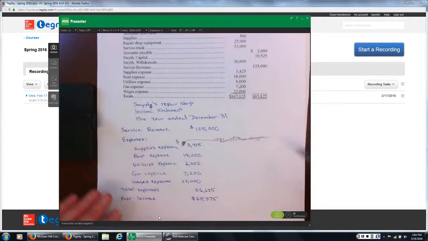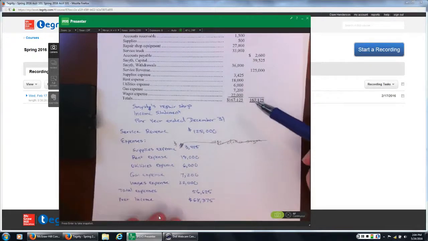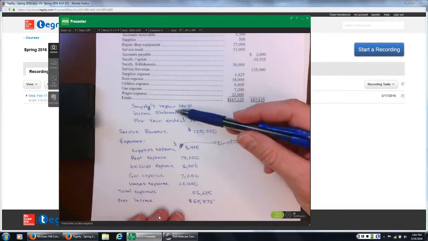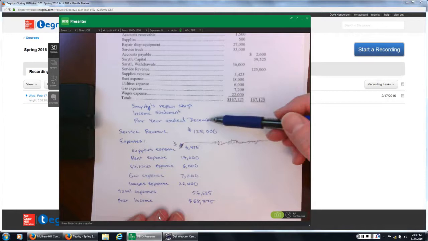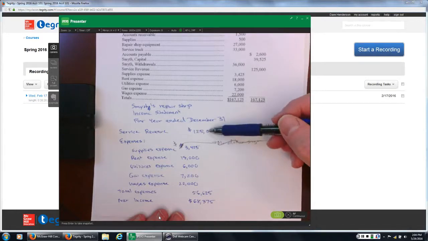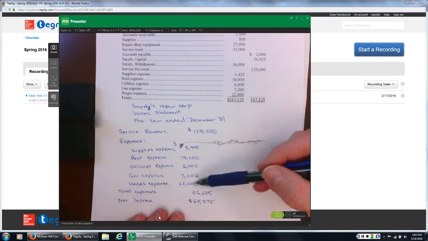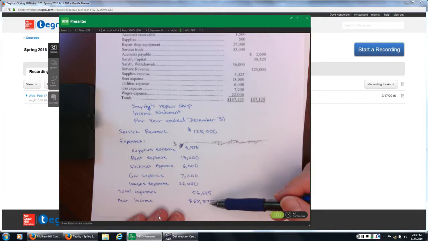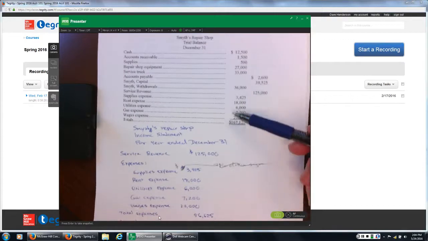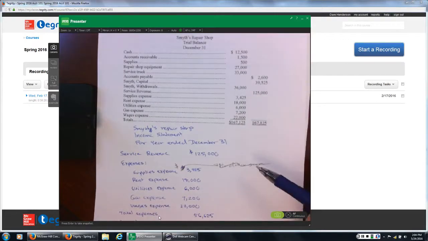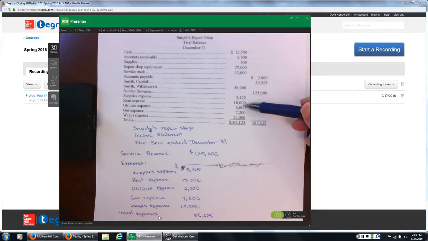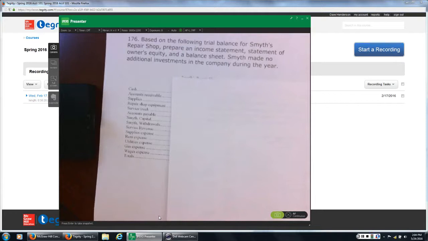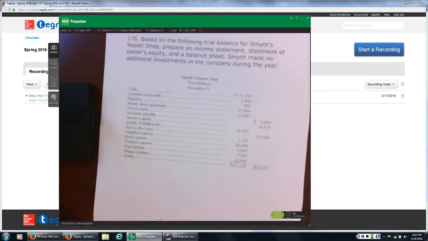So the first one that we're going to do is our income statement. What we have right here is Smith's Repair Shop income statement for the year ended 12/31. We have our services revenue, all of our expenses, add them all up. We have net income right there. Okay, and I'm pulling all these from this trial balance. So right here, starting down, those are all my income statement accounts. Okay?